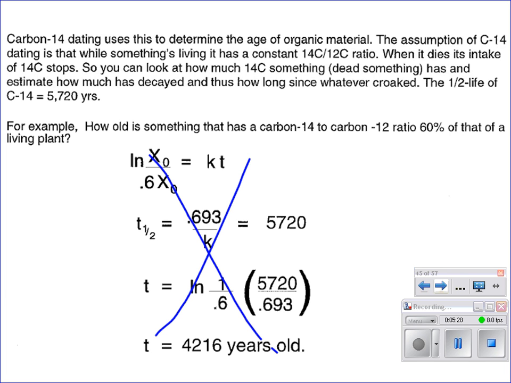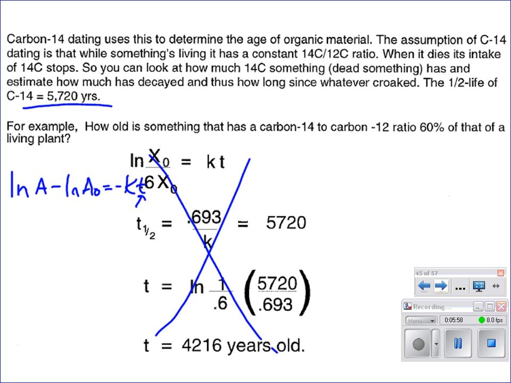So they're giving us carbon-14, and they're saying that the half-life of carbon-14 is 5,720 years. How old is something that has a carbon-14 to 12 ratio of 60%? Since this is radioactive, this is going to be a first-order equation, negative KT. They want to know how old something is. So what would we be solving for? Time.